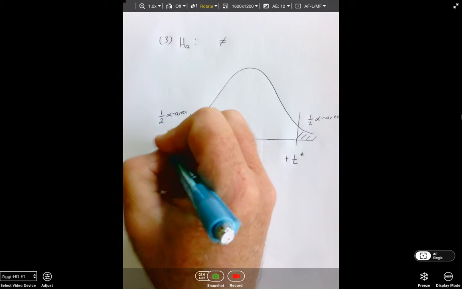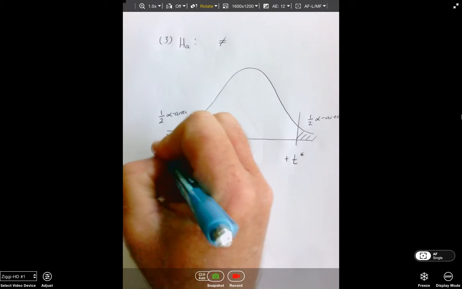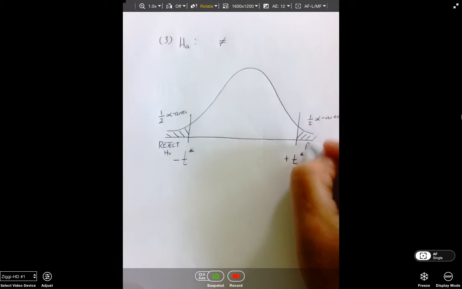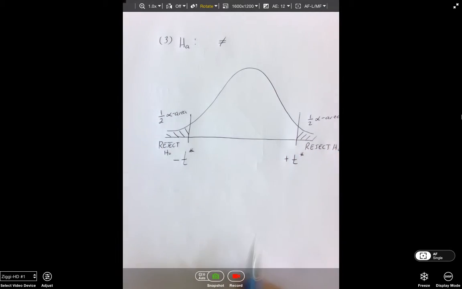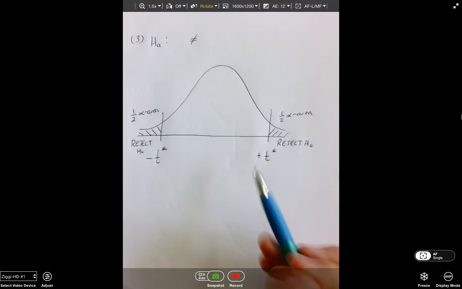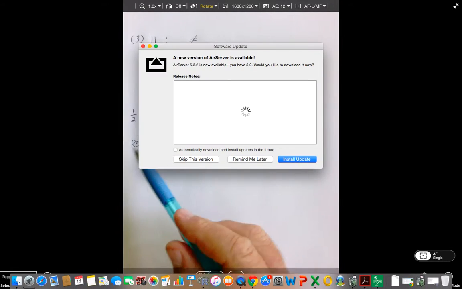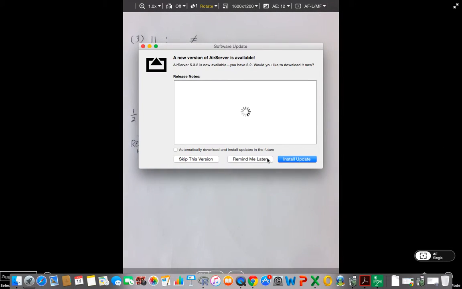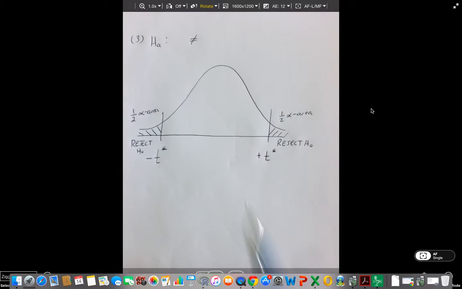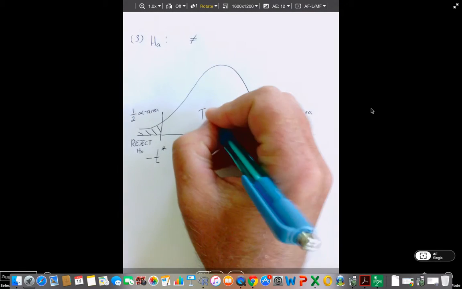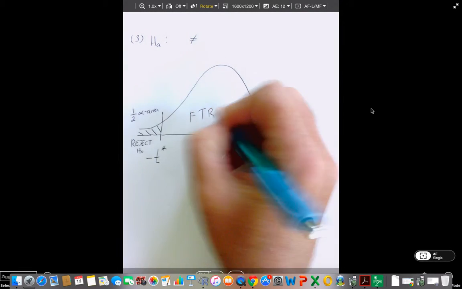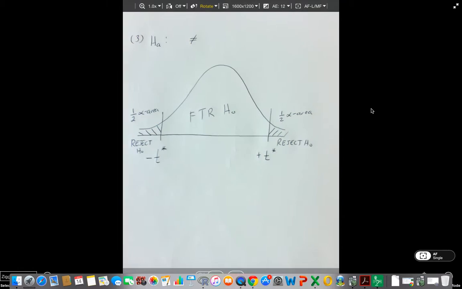This will be a reject region. This will be a reject region because at the not equal to, it's not a directional test. We don't care if our result is above or below. What we care about is is it far enough away from the claim to just consider that it's too far away. And of course, this is the fail to reject area.